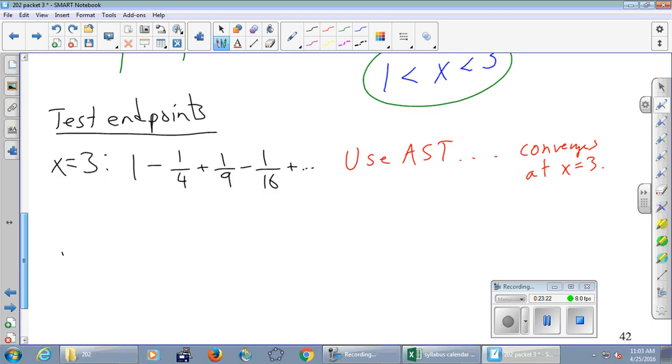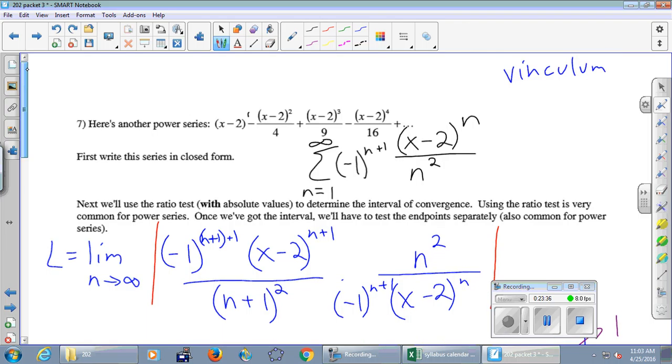The other endpoint is x equals 1. So again, we're going all the way back up to the top, and we're going to plug in x equals 1 and analyze that new series. Okay, so if x is 1, what is this? I'm just going to write some stuff up here. If x is 1, then in the parentheses is -1, but it's getting squared, so it becomes +1, but there was a minus sign in the front. So -1 and then 1/4, right?